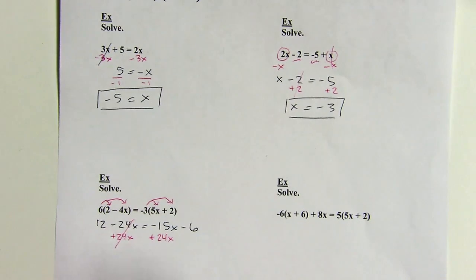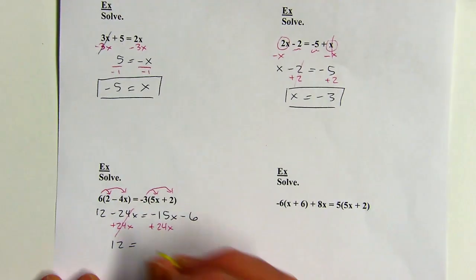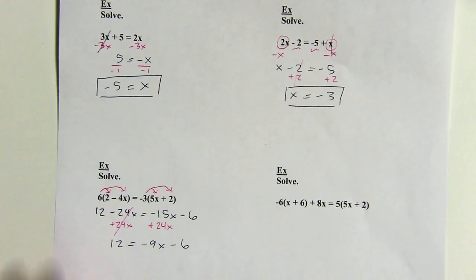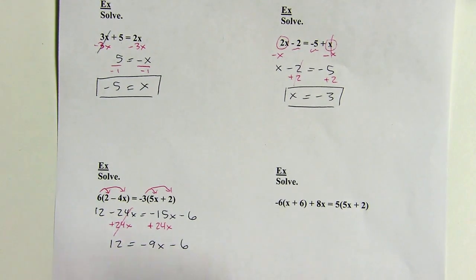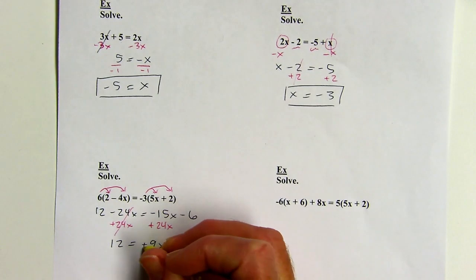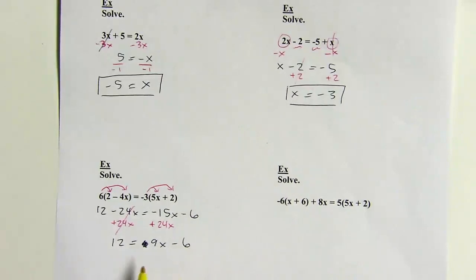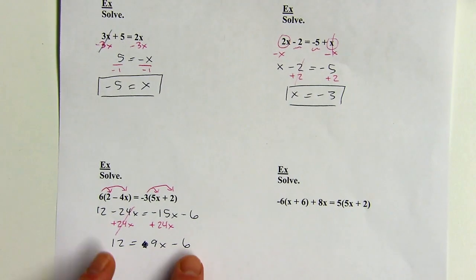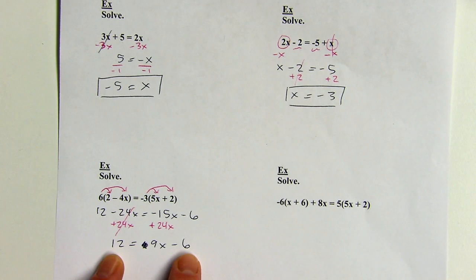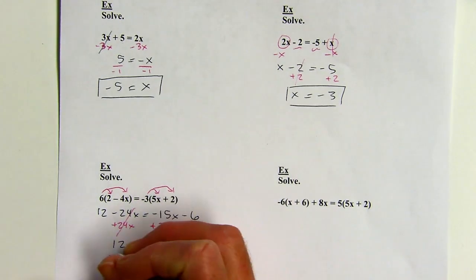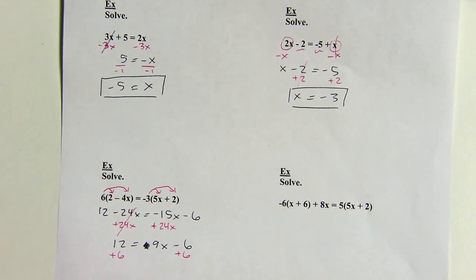Okay, so let's see. I've got 12 equals negative 9x minus 6. Negative 15 plus 24 would be negative 9. Okay, or positive 9. What am I talking about? Positive 9. My bad. Here, I'll just scratch that out. All right, so I was just saying that was going to come out positive. All right, and then I've got the x over here. I want to combine these two, and I also want to get the numbers on the other side from the x. So I'm going to add 6 to both sides so that the 9x is on its own.